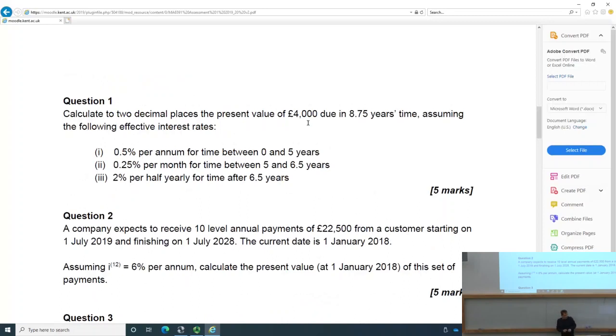Okay, so I'll freeze. Right, let's draw a timeline.